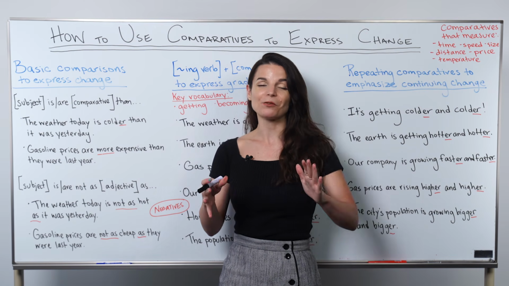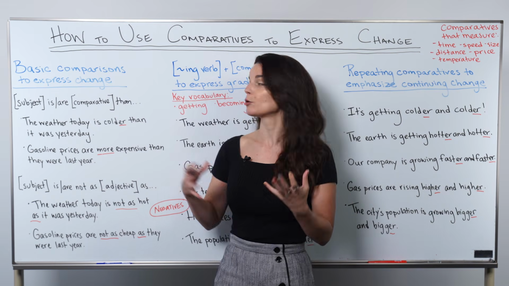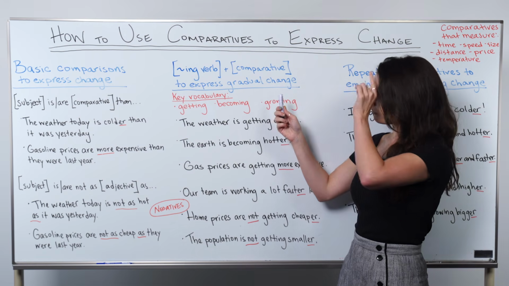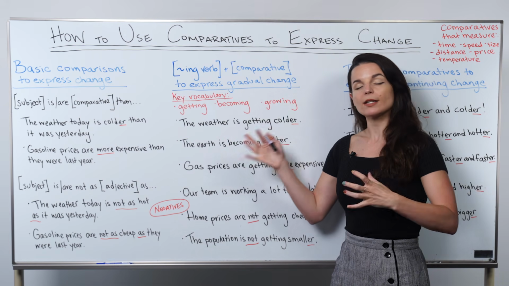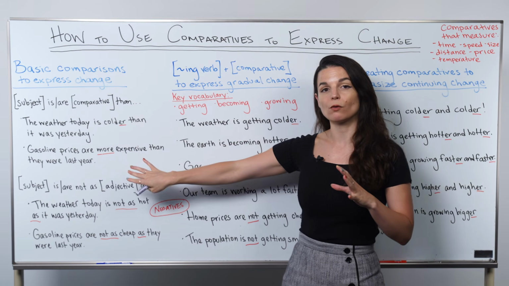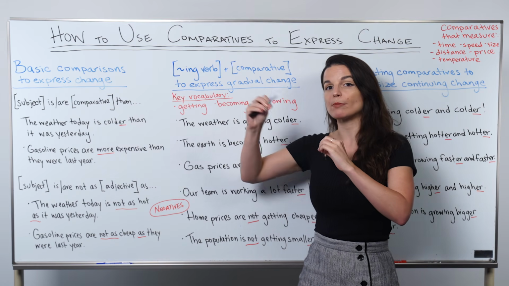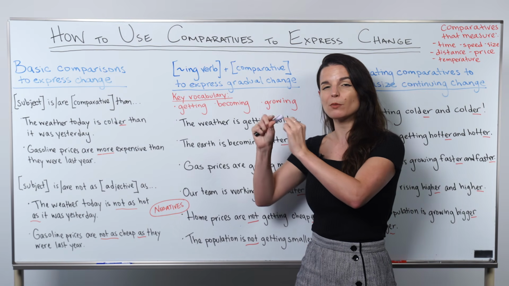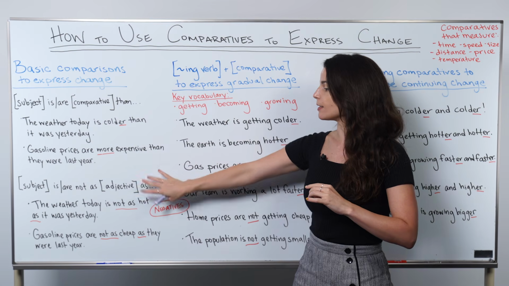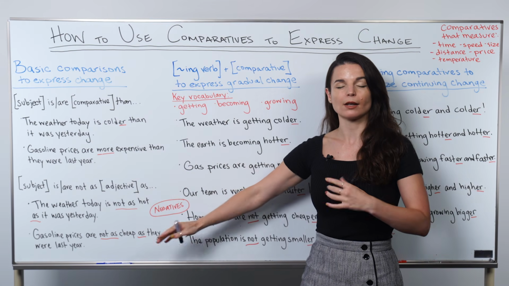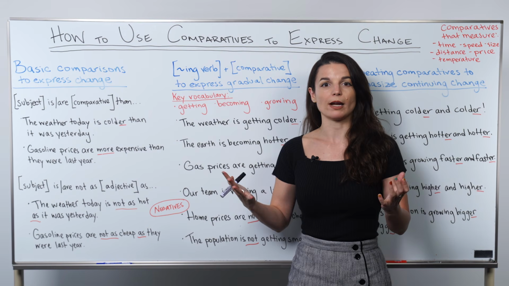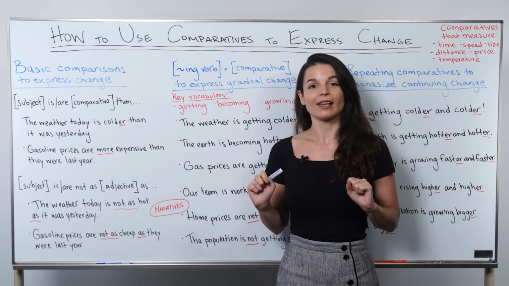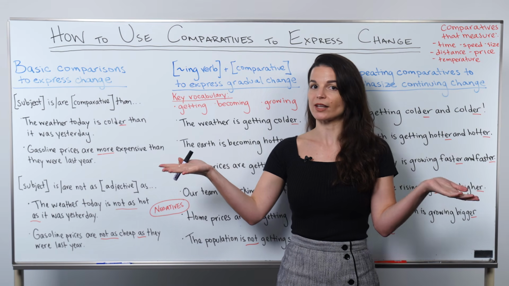Okay, so now that we've refreshed ourselves about how to create basic comparisons, let's look at the second part of this lesson. The second part looks at how we use these comparative forms to talk about change that happens gradually. So gradually means over time or a little bit by a little bit. In these basic example sentences, we're talking about something that is finished, right? Or something that is true now, right? The weather today versus the weather yesterday, or gas prices this year and gas prices last year, right?